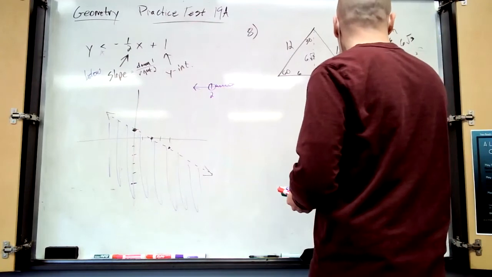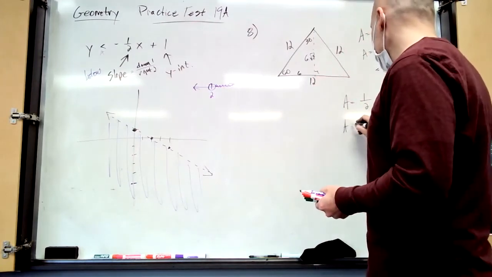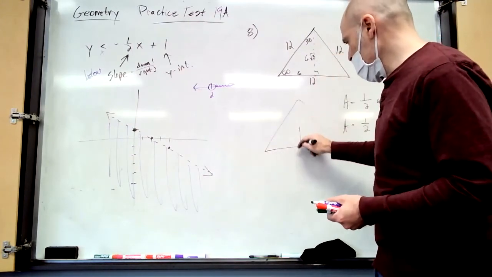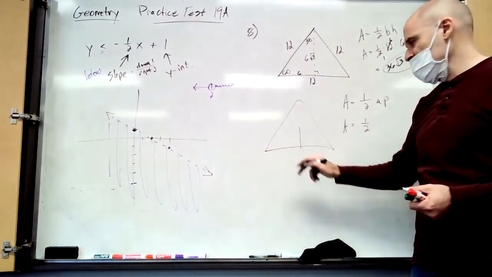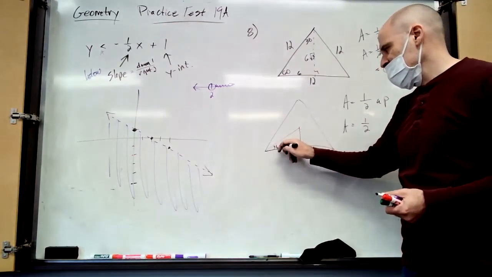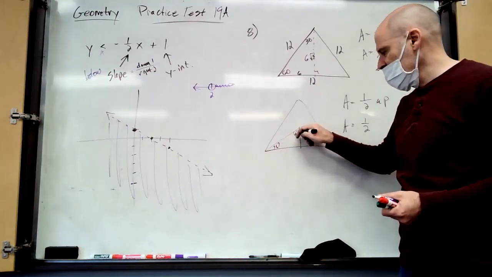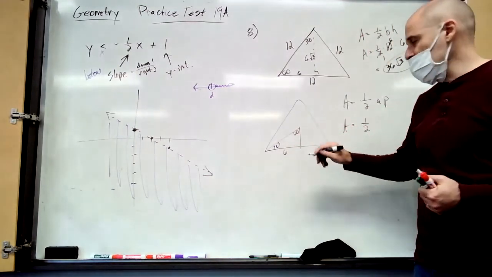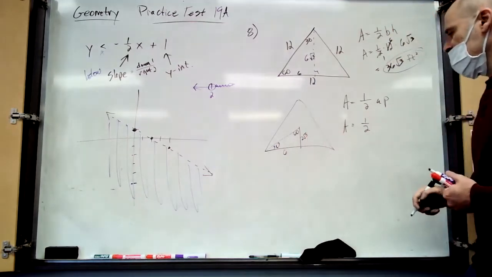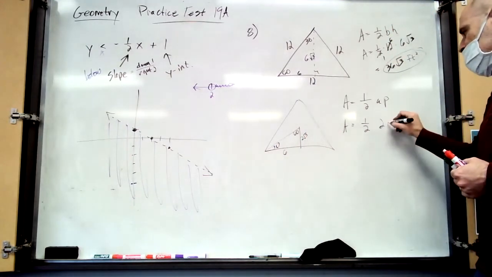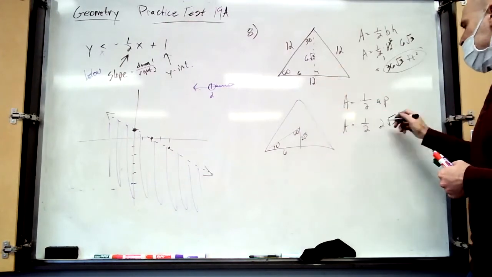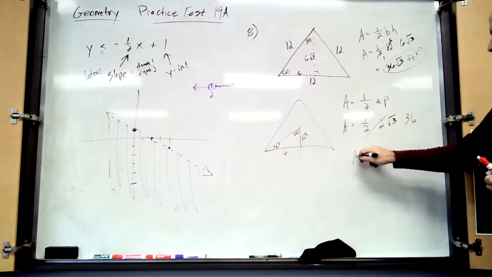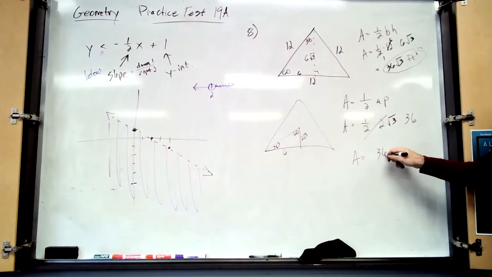I could have done, so let's just do it this way. A equals 1/2 AP. So in this case, it would be 1/2 times the apothem, which is this number. Well, this number is now the other part of the 30-60-90 triangle. So if this is 6, then this is going to be 6 radical 3 over 3, which is 2 radical 3. Okay, so the apothem would be 2 radical 3, and the perimeter would be 36, because 3 times 12 is 36. Well, then you get the same thing. The 1/2 times 2 cancel, and you get 36 radical 3.